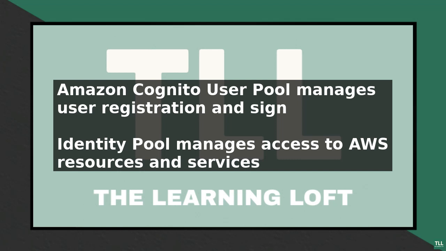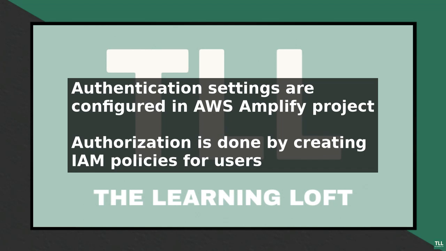After configuring authentication, you need to authorize access to your API. You can do this by creating IAM policies that define what actions users can perform. For example, you can create a policy that allows users to read data from your API, but not write data. You can then attach these policies to your Amazon Cognito Identity Pool.